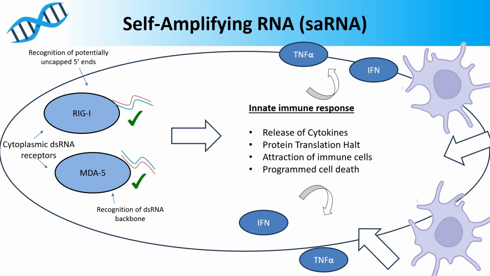And this response consists of the production of cytokines to attract and alert and stimulate immune cells, which may destroy the cell, or the cell may undergo a programmed cell death itself, also attracting the attention of immune cells and stimulating them to respond to what it thinks could be a viral infection.